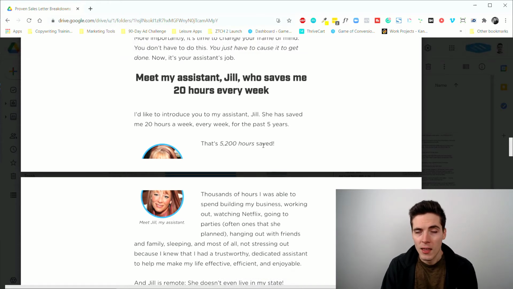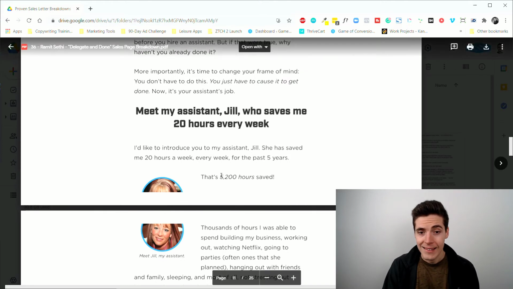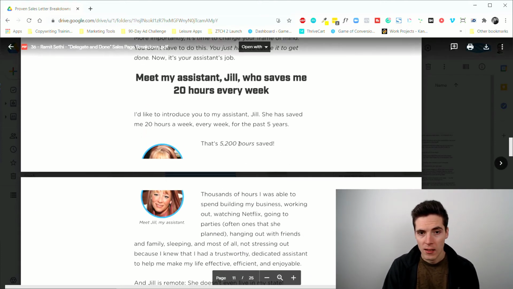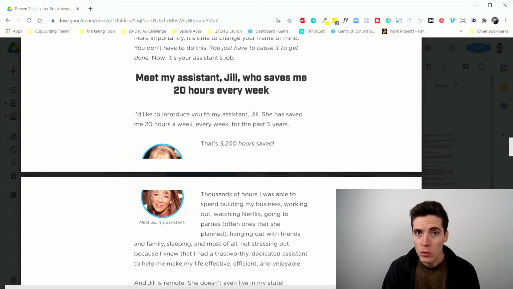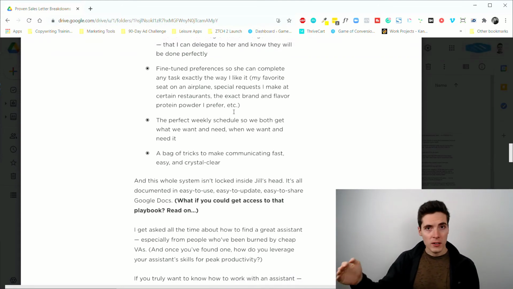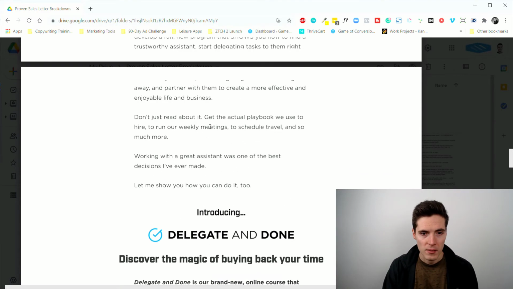And we have the same thing here in the sales letter as well by saying that's 5,200 hours saved. So like the past 5 years, Ramit used Jill, and this is the time that he saved. It's amazing. Like imagine this. It's like $5.2 million if you were to multiply this with the $1,000 hourly rate. It's crazy. So it's definitely one of the highest productivity things that you can actually do in your business.